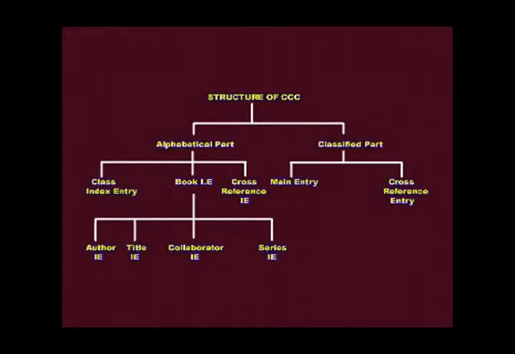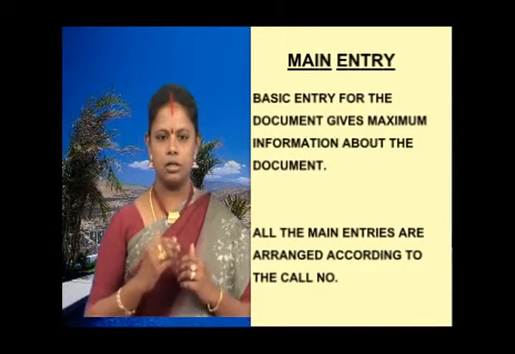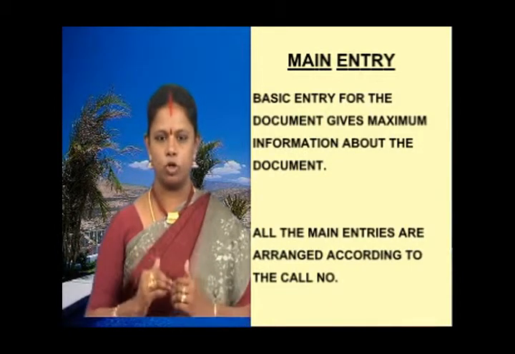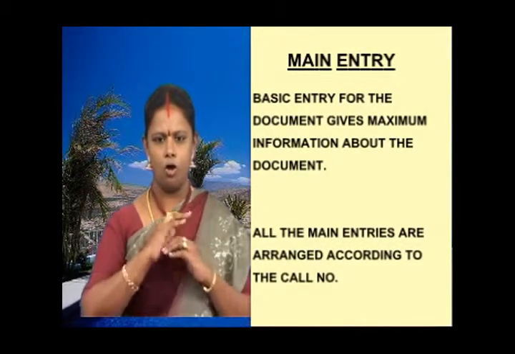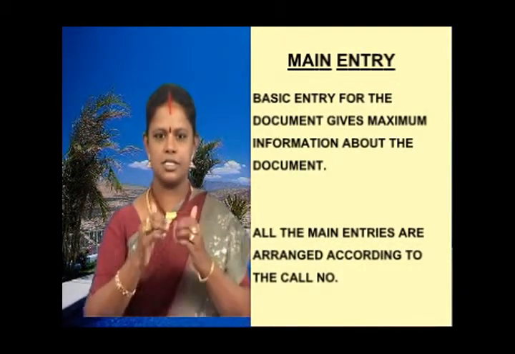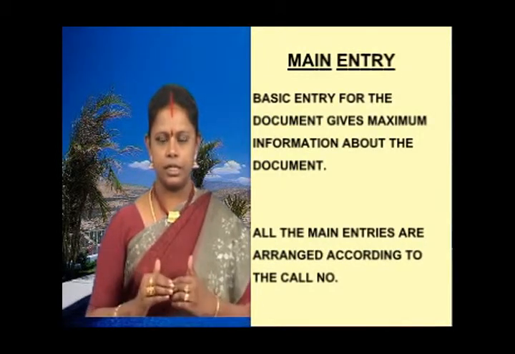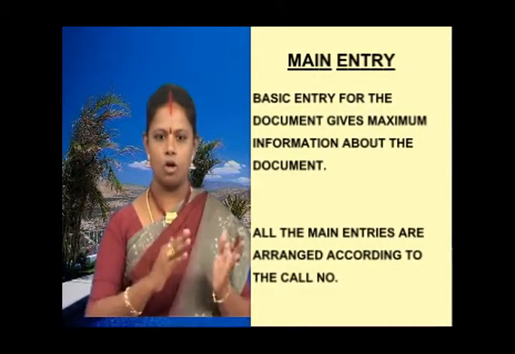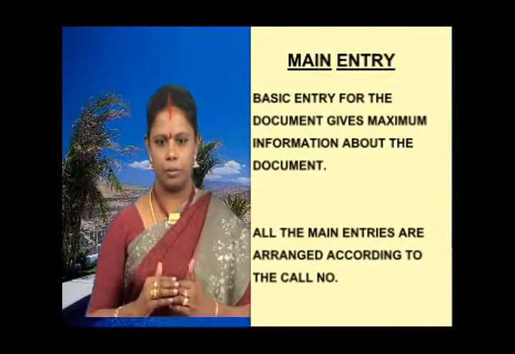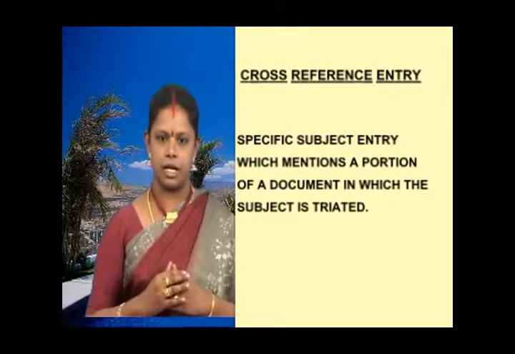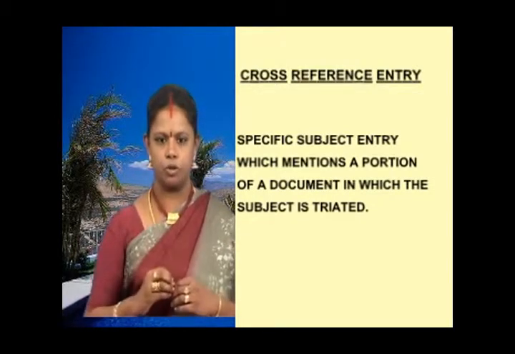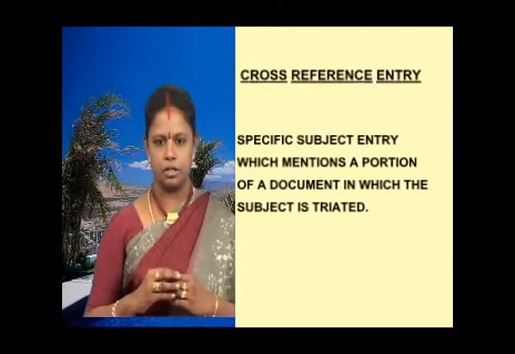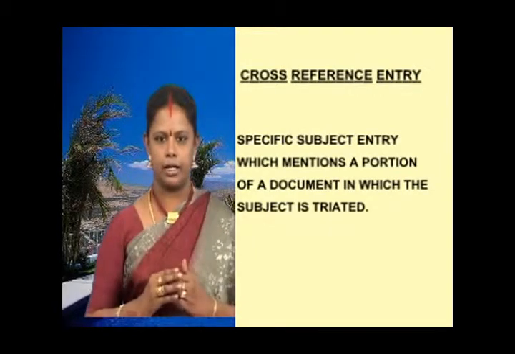There are two entries in this part, main entry and cross-reference entry. What is main entry? It is a basic entry for a document. It gives maximum information about a document. All the added entries are derived from this main entry. In CCC, the main entries are arranged according to the class number or book number. And what is cross-reference entry? It's a specific subject entry which mentions a portion of a document which is treated in the subject, or it is also called subject analytical.